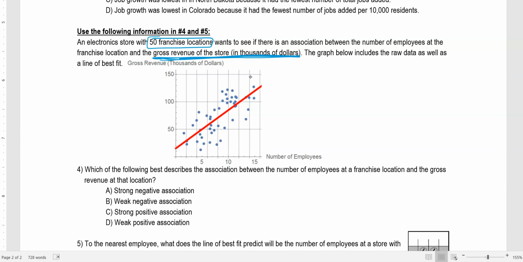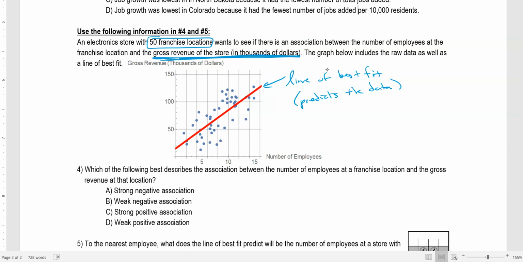Okay. And you'll see there's a line of best fit. This line right here is called a line of best fit. And that line tries to predict the data. So this predicts the data. And the data are all those points. So we're drawing a line that kind of goes in the middle of all the points, essentially.